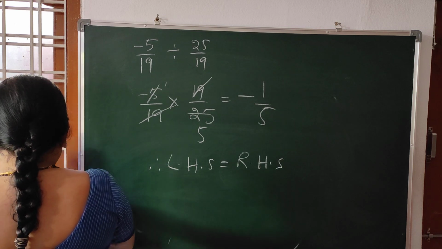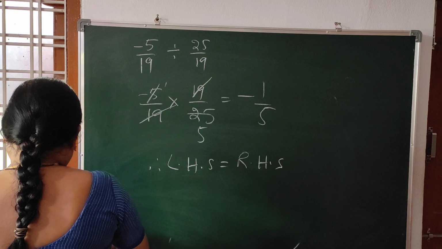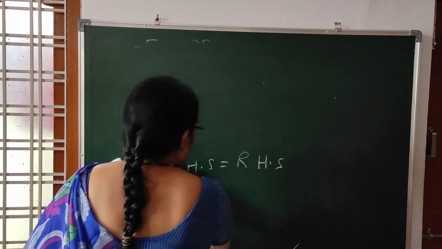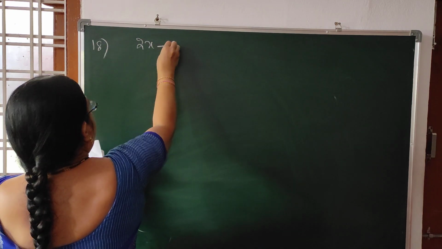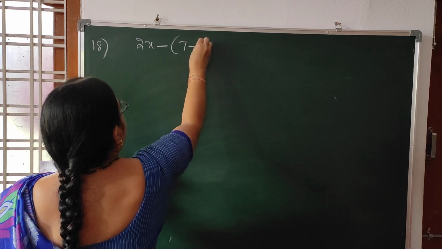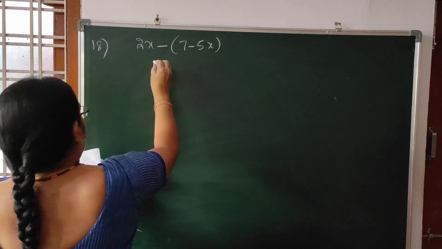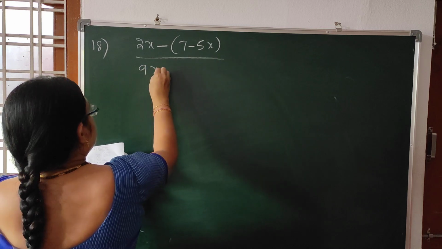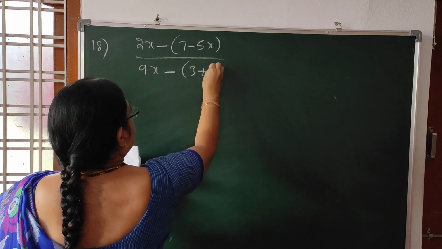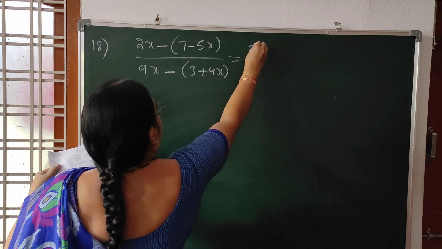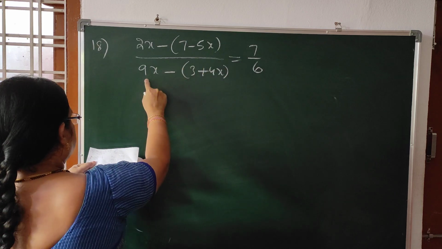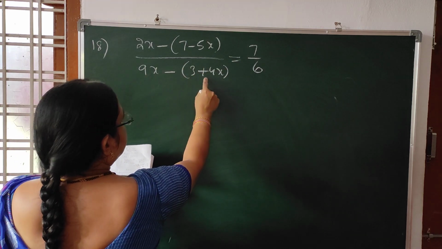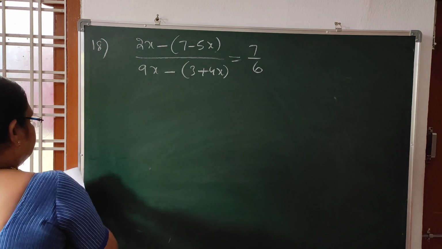Now next sum. Eighteenth sum. (2x minus of (7 minus 5x)) by (9x minus of (3 plus 4x)) is equal to 7 by 6.